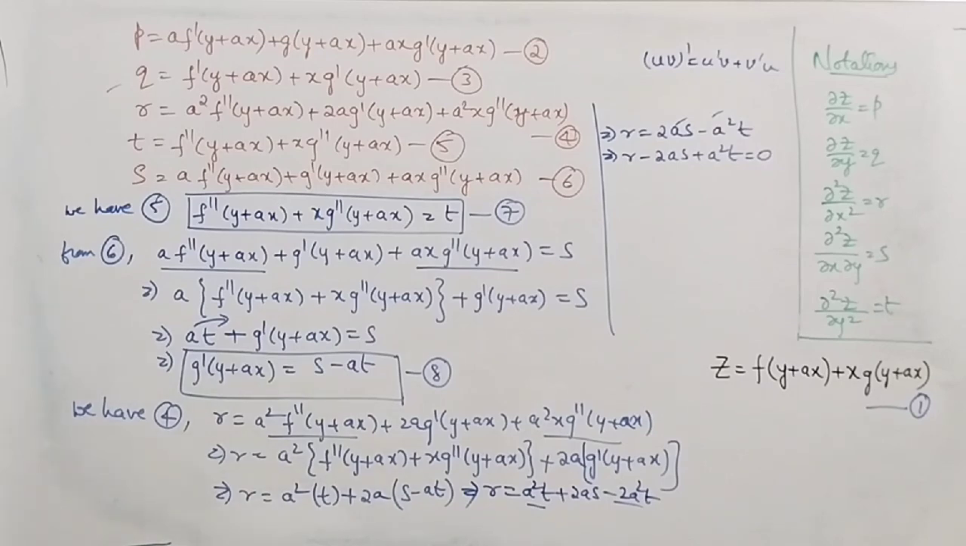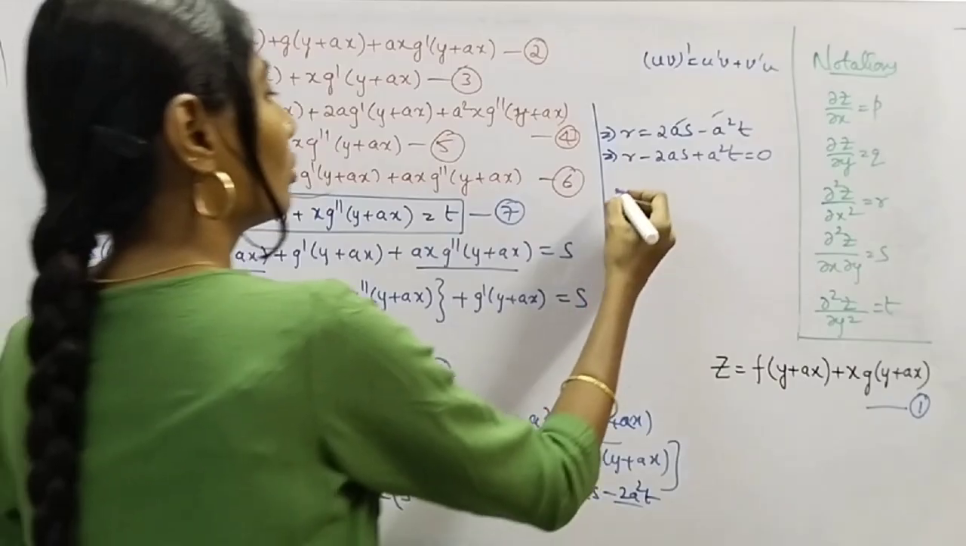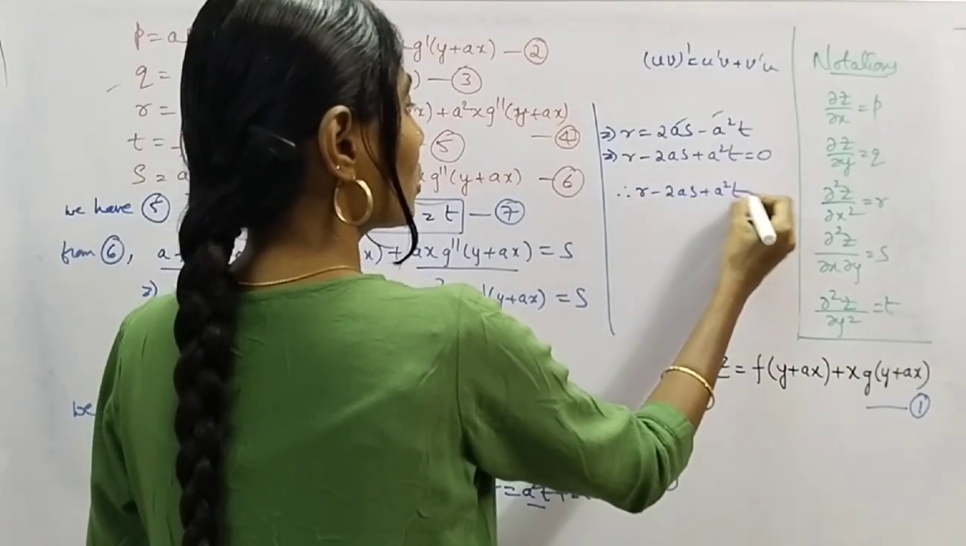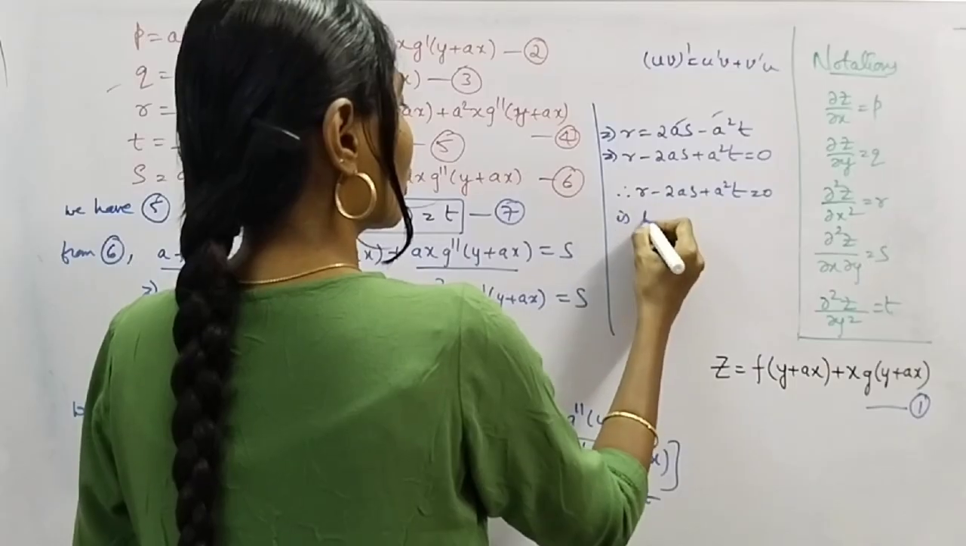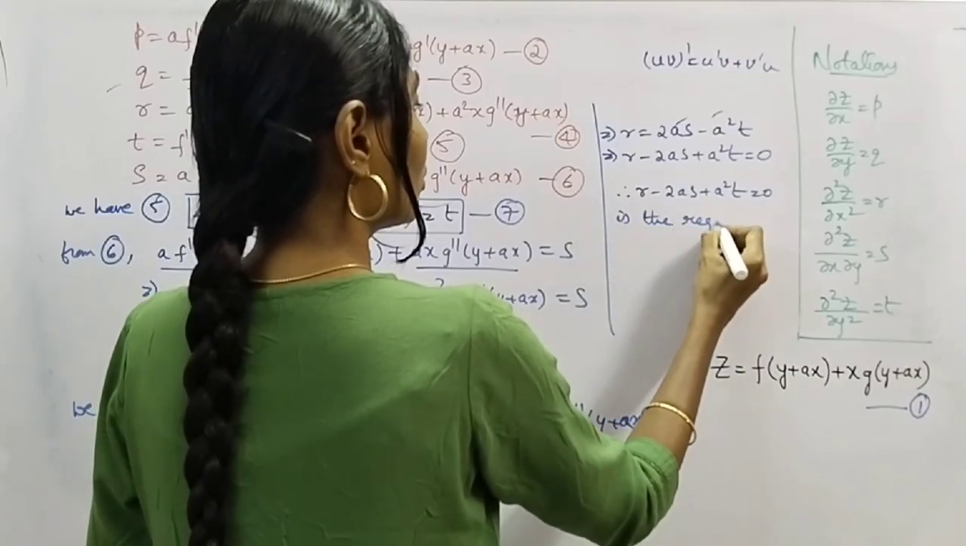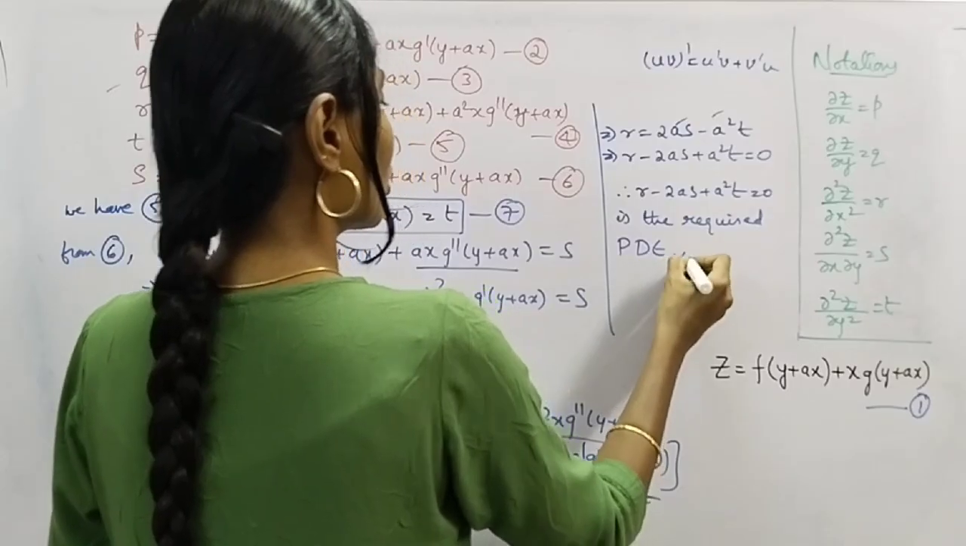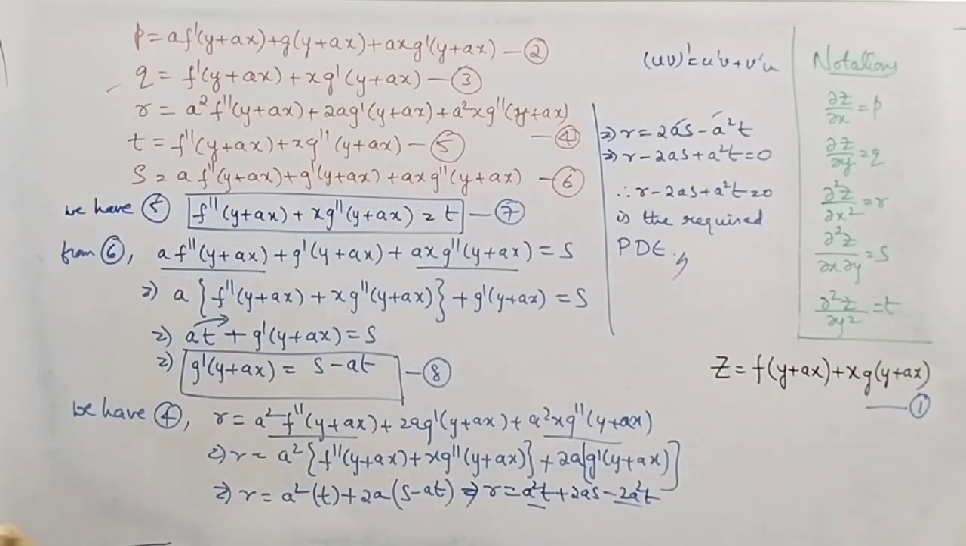Okay, easy. Therefore, r minus 2a s plus a square t equal to 0 is the required partial differential equation. This completes the problem, right? Fine.